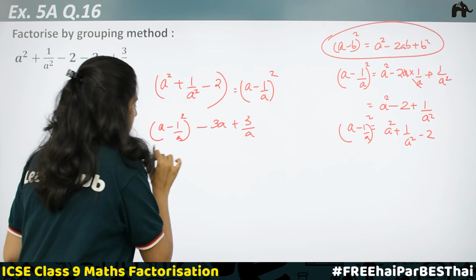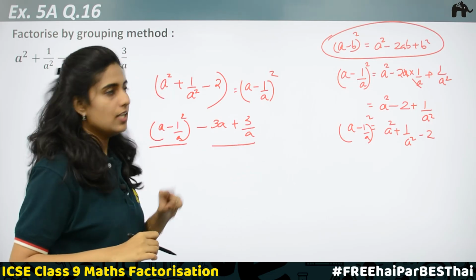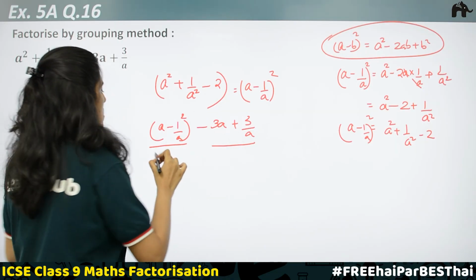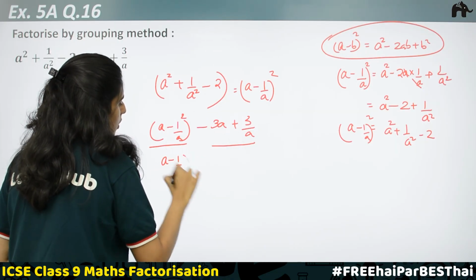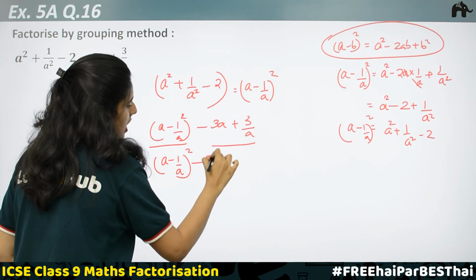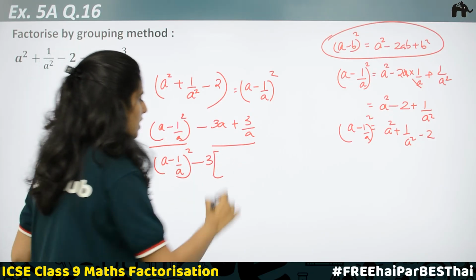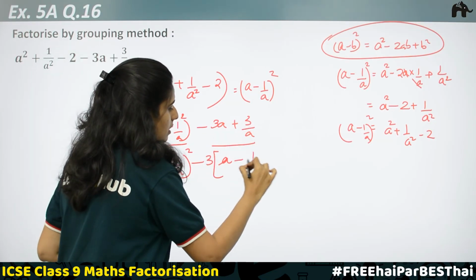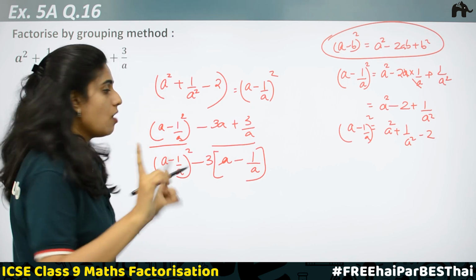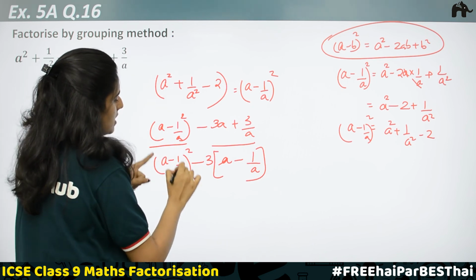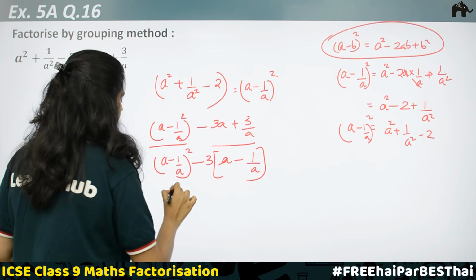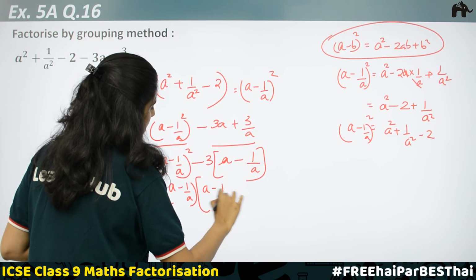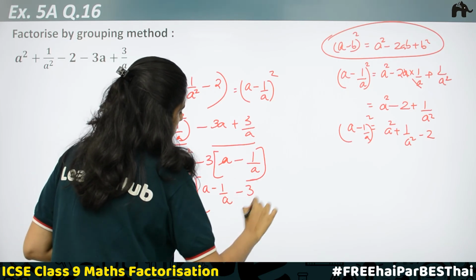So while grouping, this is a group and this is the next one. From here we have to take out any common factor. 3 is common, right? So here we have (a - 1/a)². I am taking minus 3 outside, so minus 3 taken out, then a minus 1/a will be remaining. Now what is common? Here we have a - 1/a, here also a - 1/a. Taking out (a - 1/a), you have (a - 1/a - 3). So this is the answer.